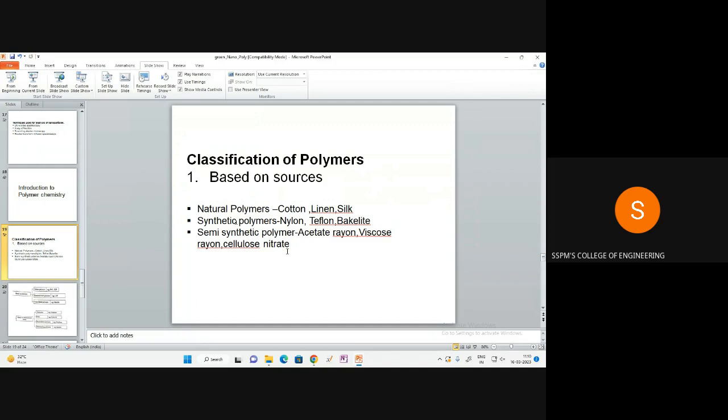Natural polymers, that is silk, linen and cotton. Nylon, teflon and bakelite are synthetic polymers. Semi-synthetic means natural polymers are chemically modified by using chemical reactions. That's why this polymer is called semi-synthetic polymer. So the example of this is acetate rayon.